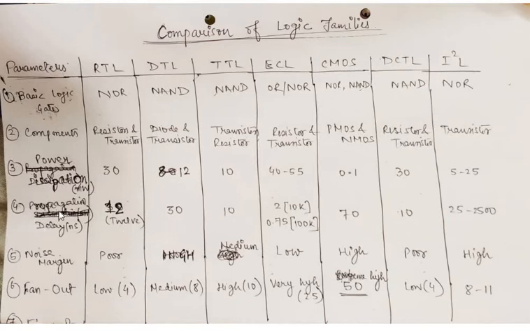Okay. Now next is propagation delay, and it is measured in nanoseconds. Now as you know, propagation delay is related to speed of the operation.